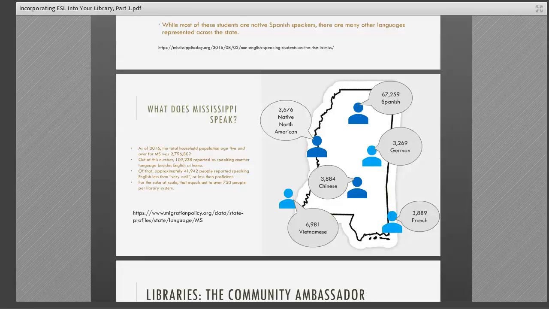Of that 109,000, approximately 41,942 people reported as speaking English as less than, quote, very well. This is the terminology that Migration Policy Institute uses on their survey. So less than, quote, very well, or less than proficient. So, okay, stopping right here. It looks like as of 2016 or around there, we have about 42,000 people who report as less than proficient at speaking English in Mississippi. That's a lot of people, you guys.